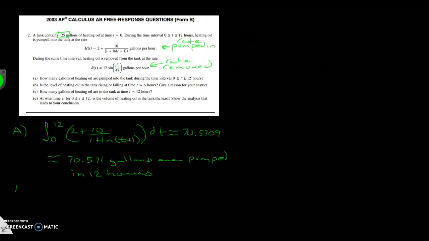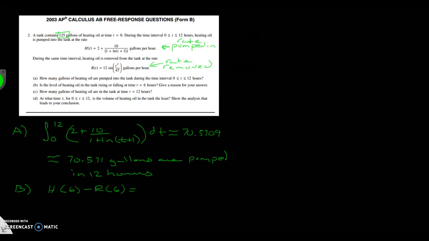Okay, part B says, is the level of the heating oil in the tank rising or falling at time t equals 6? Give a reason for your answer. So now, if you want to know if it's rising or falling, you want to use the rates. So you would use h of 6 minus r of 6 and see what you get.